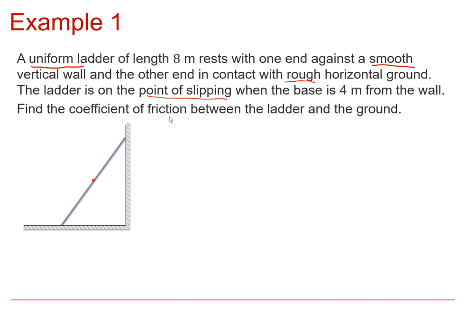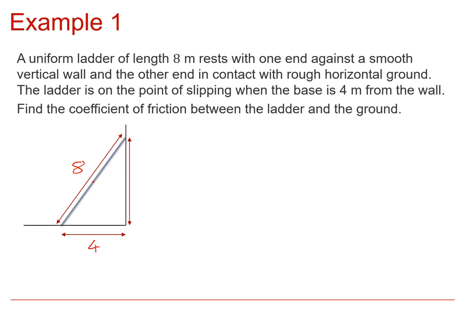So the first thing to do here, really, I would suggest, is to think about the geometry of this situation. So we're told that the ladder is 8 meters long. The centre of mass, because it's uniform, will be halfway along, so that centre of mass will be 4 meters from either end. And also, we're told that it's 4 meters from the ground.